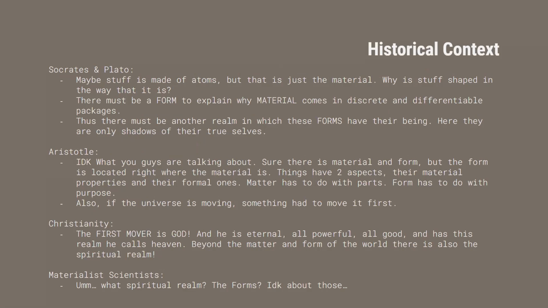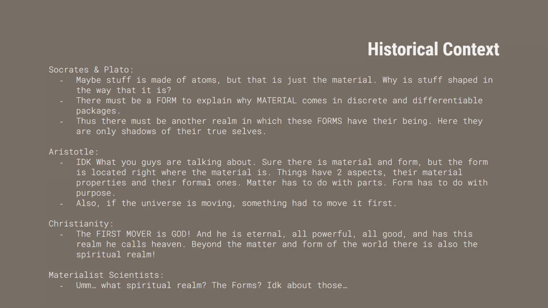They say, okay, sure, Democritus, maybe stuff is made of atoms, little bits. Maybe everything is composed of these things, but that's just the material stuff, right? That's just the matter of the world. The matter of the world is atoms, but that doesn't explain how any of this stuff comes to be shaped into the ways that it is, right? There's matter, but there's also stuff that's made of matter, and these things aren't just matter.